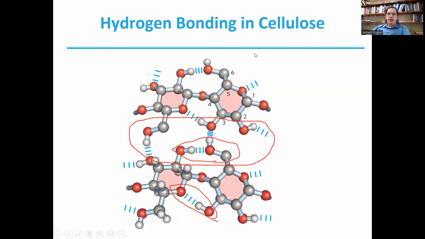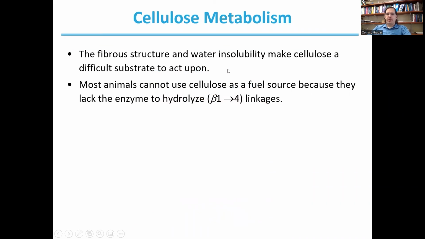This high degree of hydrogen bonding between the sugars in cellulose creates a relatively tough structure, right? These will combine together to form the fibrous structure of our cellulose polymer overall. Because of this fibrous structure, as well as the insolubility of cellulose due to its large size, it's a relatively tough structure and difficult for our enzymes to react with. Most animals cannot use cellulose as a fuel source, and we can't ourselves, because we lack the enzymes we need to hydrolyze those tough beta 1 to 4 linkages.